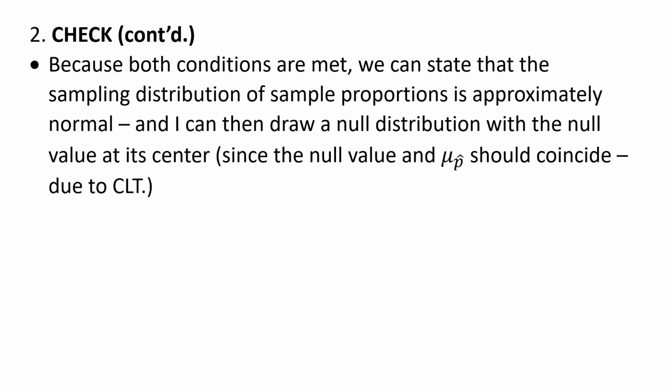Lastly, for the check step, we can say that because both of the conditions are met, we can state that the sampling distribution of sample proportions is approximately normal. And we can then draw a normal distribution with the null value at its center, since the null value and the mean of the sampling distribution of sample proportions should coincide due to the central limit theorem.